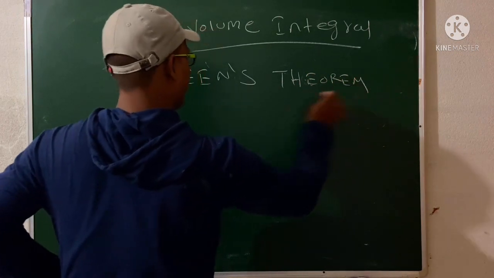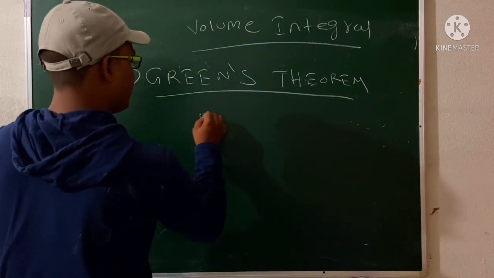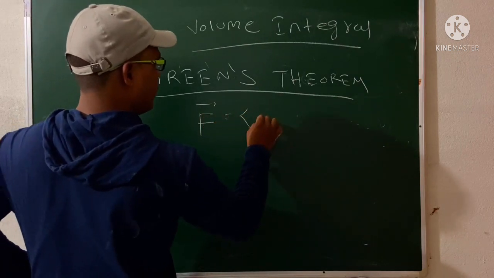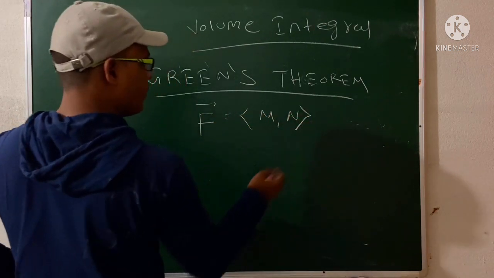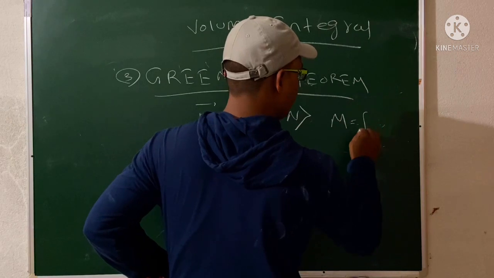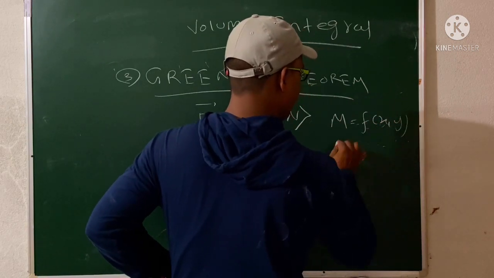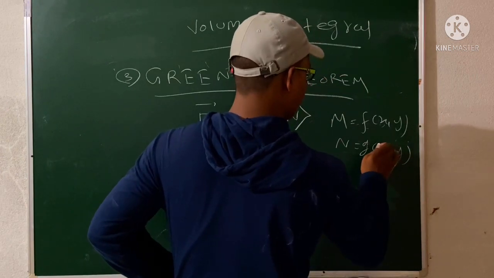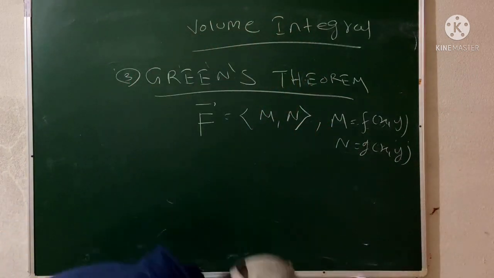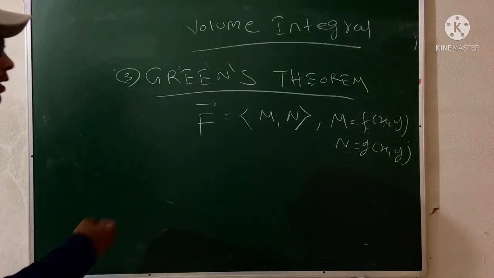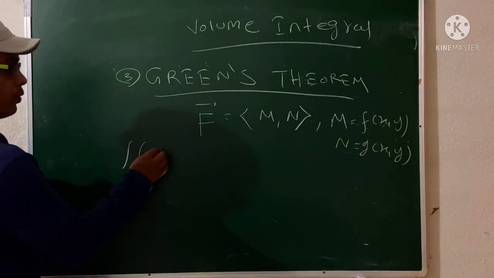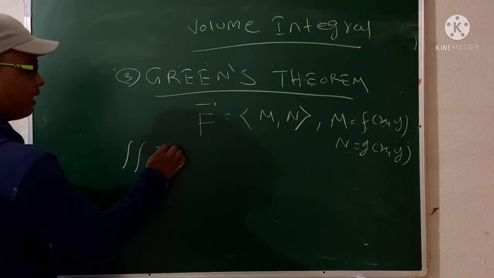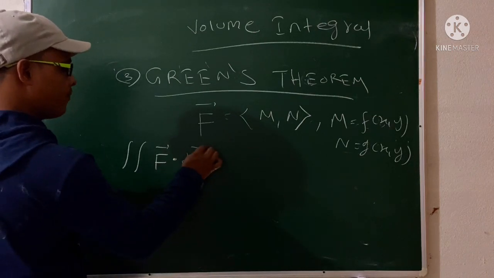So what is Green's theorem? Suppose a vector field is given to you, that is M and N, where M is a function of x, y and N is another function of x, y. Then what will be F dot dl?